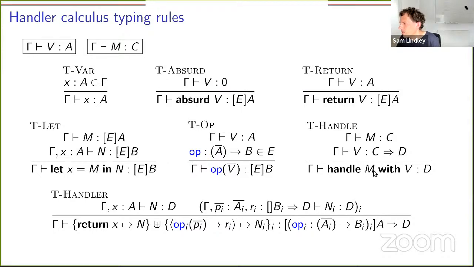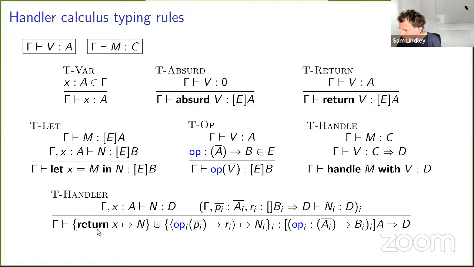The handle construct is essentially just a form of application. It applies the handler given by this value V to a C computation. So you see it maps a C to a D. And then this is where kind of all the work happens.